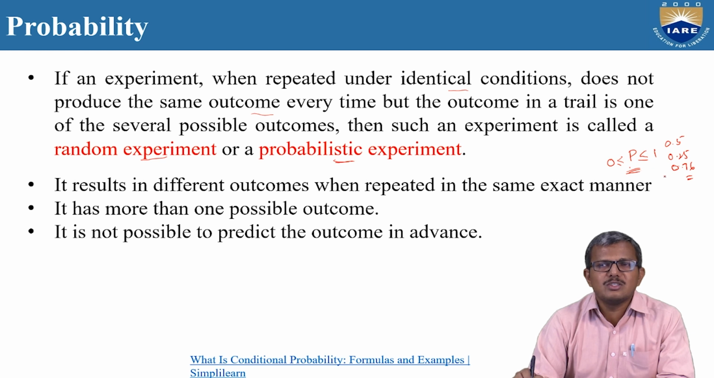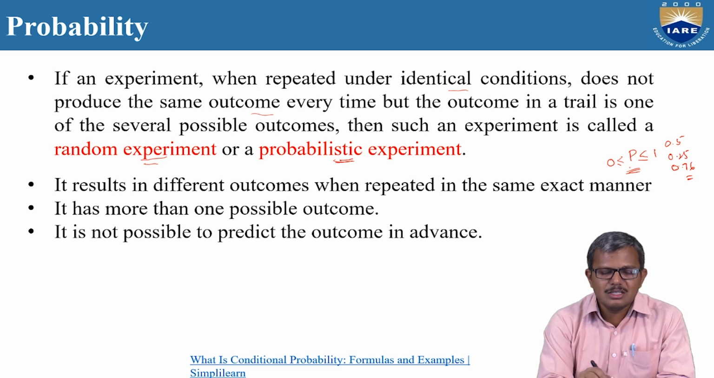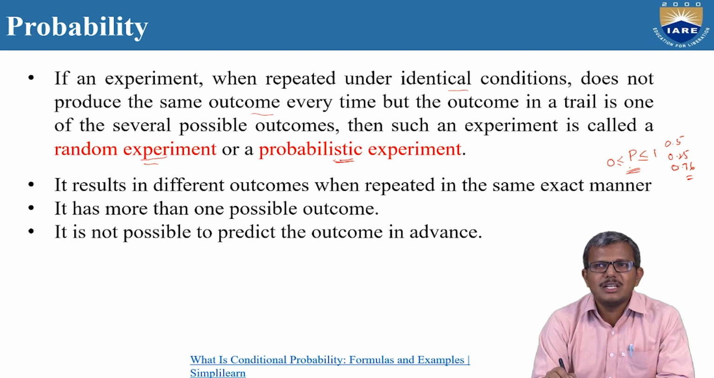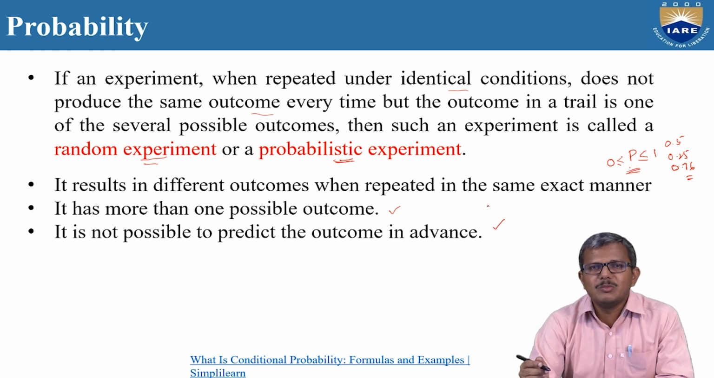In this particular case, we can say that this kind of experimentation is nothing but a random experiment, or a probabilistic experiment. The results are different when repeated in exactly the same manner, but still they are under our range only. It has more than one possible outcome, and it is not possible to predict the outcome in advance.